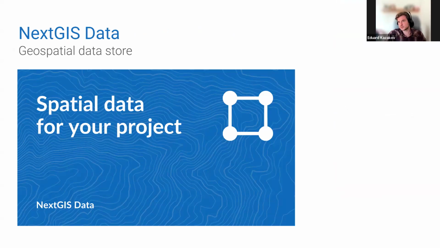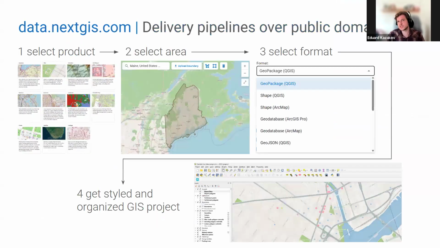It's available on data.nextgis.com. And this is a place where we deliver public domain datasets, the main public domain datasets. We deliver them in a convenient and ready-to-use way. So using this service, you can select the product you need. We have 11 global products available, like base map, elevation map, land cover map, points of interest map, etc. Select the area of your interest, for example, Maine state. Select format. There are plenty of available options. If you work in QGIS, you can select QGIS. If you work in ArcGIS, you can select ArcGIS, MapInfo, Google Earth, etc.